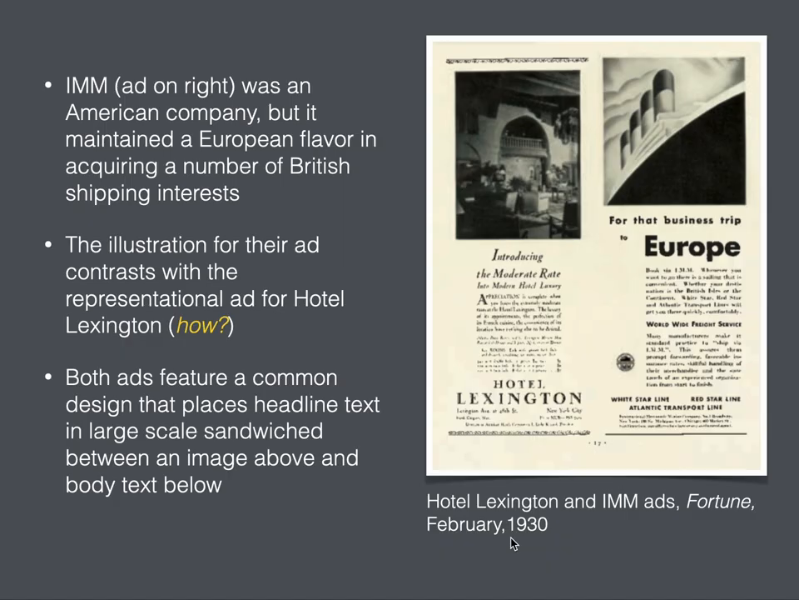And this is sort of in contrast to European ads. So the Hotel Lexington ad on the left, and then you've got the Europe ad on the right. The ad on the right was an American company, but it maintained a European flavor by acquiring a number of British shipping interests. And you can see that with this ship, it's very Art Nouveau photograph.